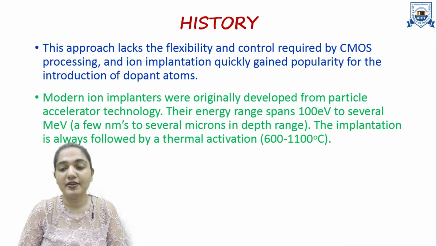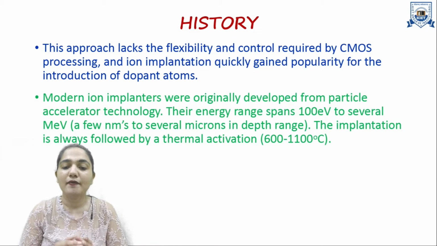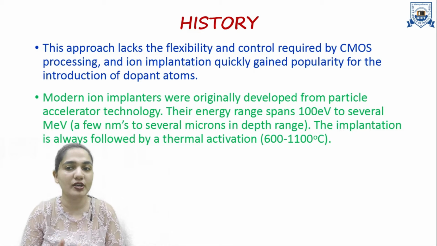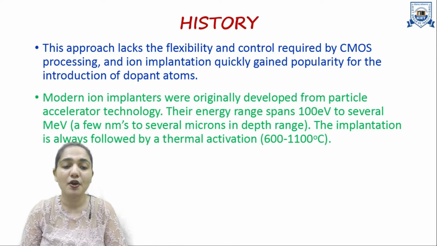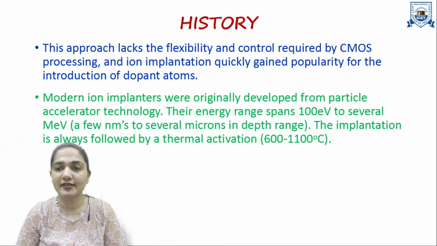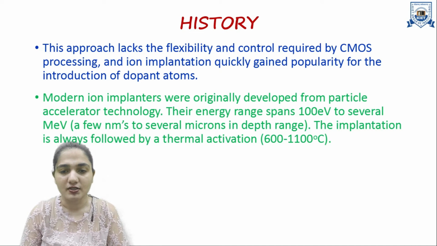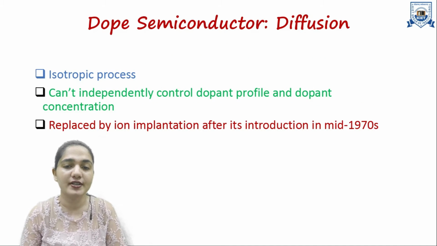Whenever we have implantation, I told you that we have surface damage, and we can recover from the damage with the help of a process called annealing. We will be talking about the annealing process in the next video, but let me tell you that we have the thermal activation at a temperature of 600 to 1100. This is a quite lower temperature than the diffusion process. So here you can see again it is a low temperature process. And then the diffusion, of course.